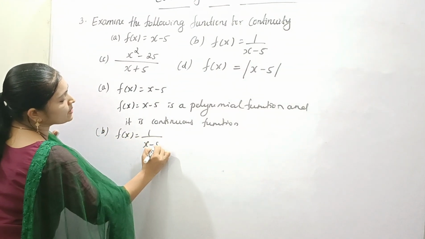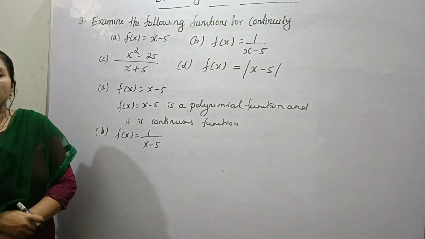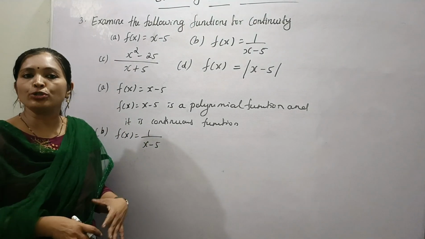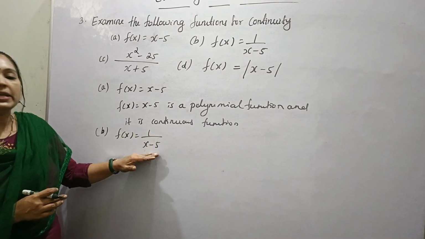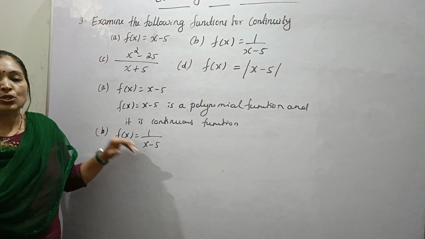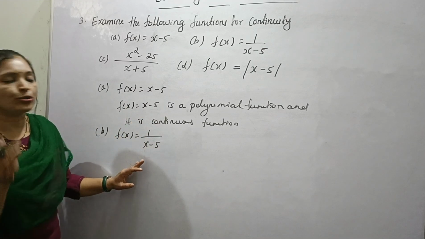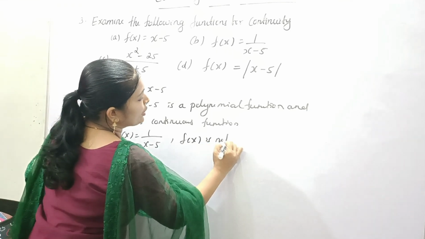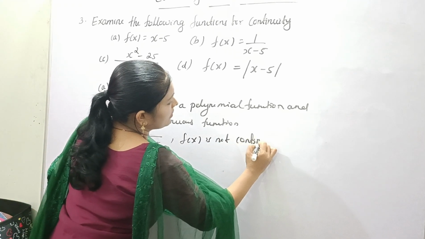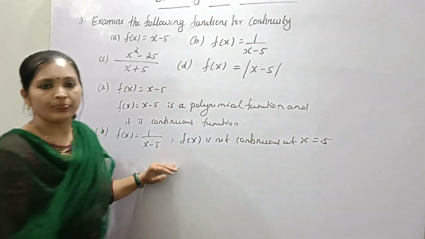1 divided by x minus 5. See, for the function 1 divided by x minus 5, when we substitute x is equal to 5, this function will not be defined, right? That is 1 by 0, it's not defined. So here we say this function f of x is not continuous at x is equal to 5.